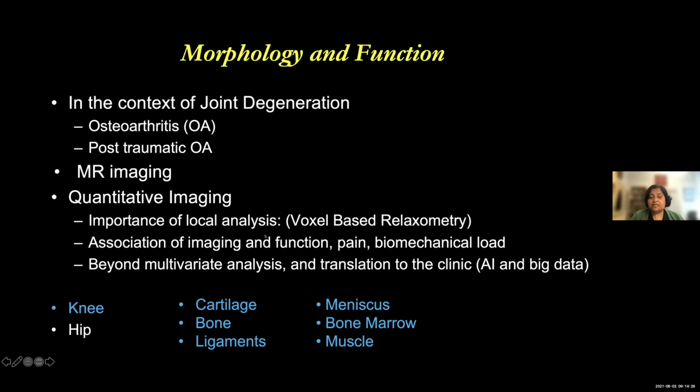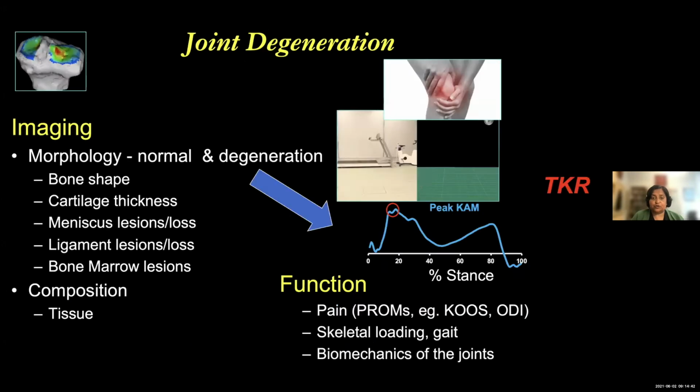In this case, one can then go beyond simple multivariate analysis, and translation to the clinic can include artificial intelligence and big data analysis. I hope I can bring to you some of the ways that this can happen in the future. So we talked about imaging. Let's talk a little bit about what I'm going to be covering in terms of quantitative imaging. In terms of quantitative imaging, there are changes in the cartilage, meniscus, and all these other tissues.